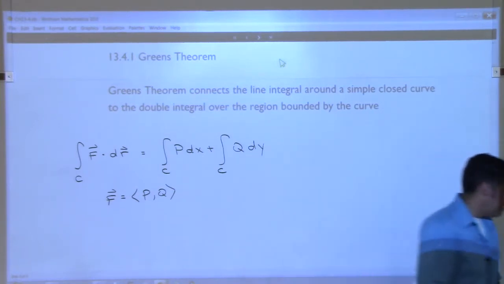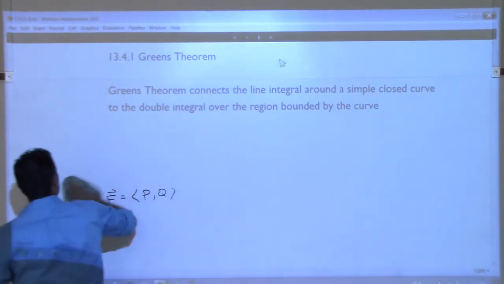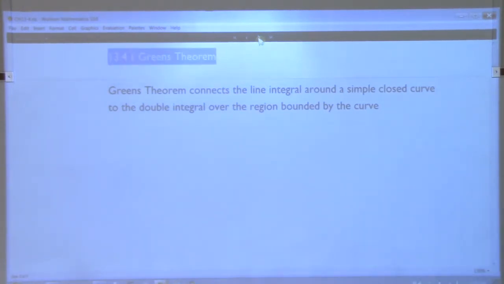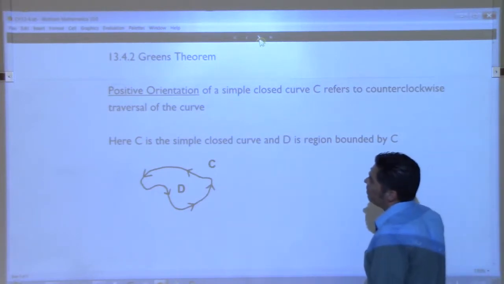All right, let me proceed. So let's take a look at Green's theorem. Somehow we're going to turn line integrals into double integrals. That's what this is all about. So first we need some definitions here.